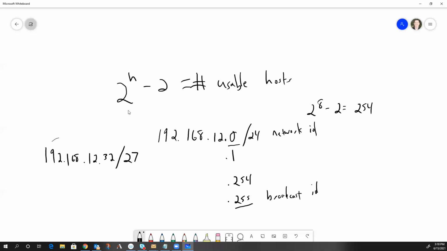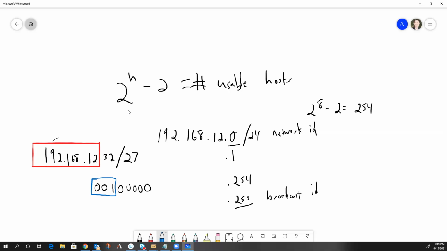Now, the way to determine that is this. With /27, you know for certain that these first 3 octets are all network bits, right? We know that for a fact. We borrowed 3 bits. So what we have to do now is take this 32 and convert it to binary. So 128, 64, 32, 16, 8, 4, 2, 1. We borrowed 3 bits because we're /27. So we're over here in our third octet. So these are our subnetwork bits.